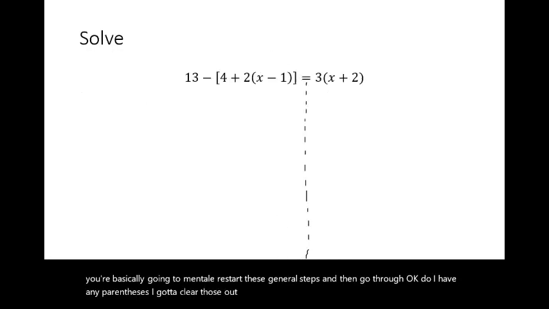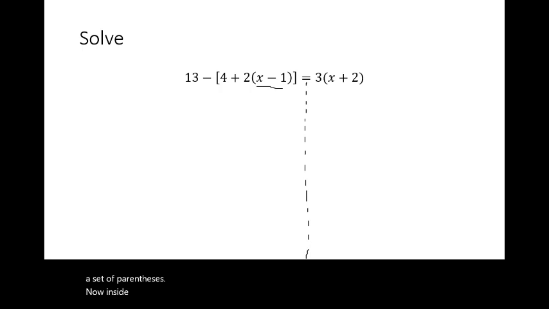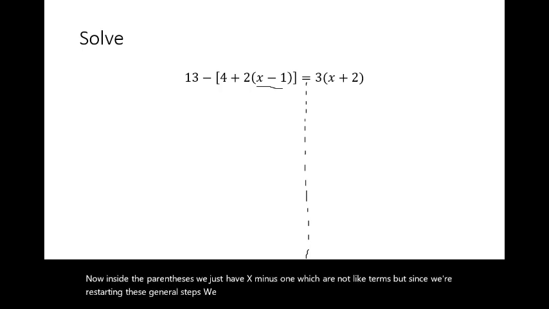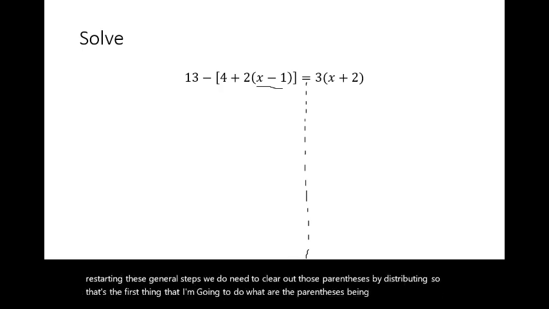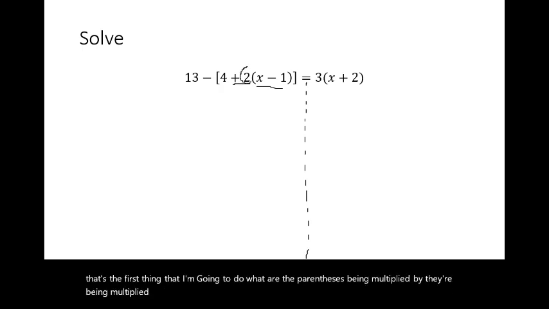So if you look inside the brackets we have a set of parentheses. Now inside the parentheses we just have x minus 1, which are not like terms, but since we're restarting these general steps, we do need to clear out those parentheses by distributing. So that's the first thing that I'm going to do. What are the parentheses being multiplied by? They are being multiplied by positive 2. So I'm going to distribute the 2 just to the parentheses. And as soon as the parentheses stop, distributing stops.